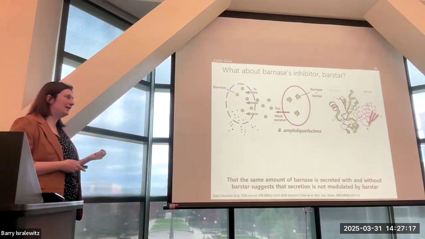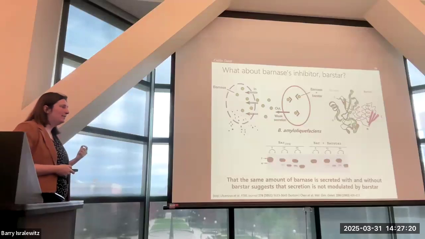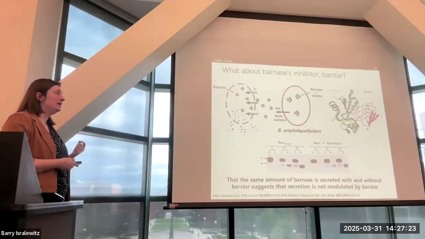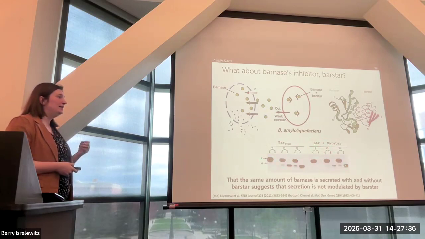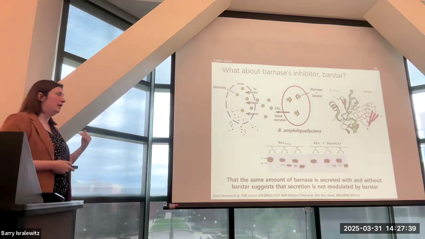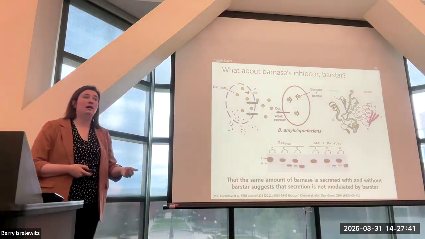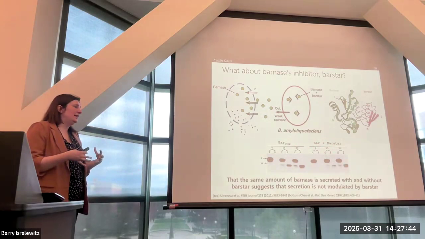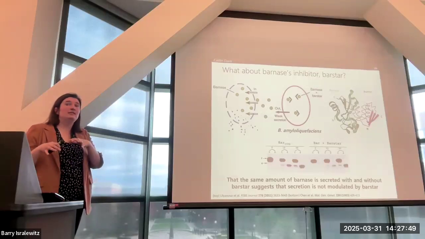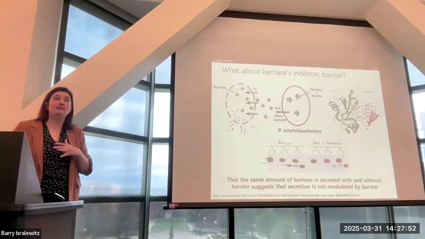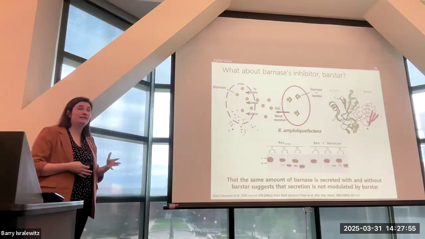But when RNase was originally discovered and groups were studying it, one observation that was made was if you look at the catalytically inactive version of RNase and you look at the complex of wild type RNase with its inhibitor barstar, and you look at the amount of protein produced and the amount secreted, there was no change in the secretion of RNase in the presence of barstar. And so this suggested to me that because the same amount of RNase is secreted with and without barstar, barstar is not related to the secretion, that there's another pathway or another mechanism involved in this.